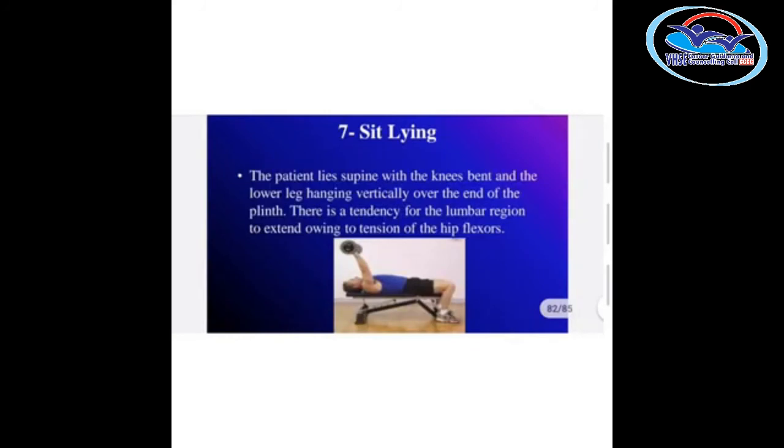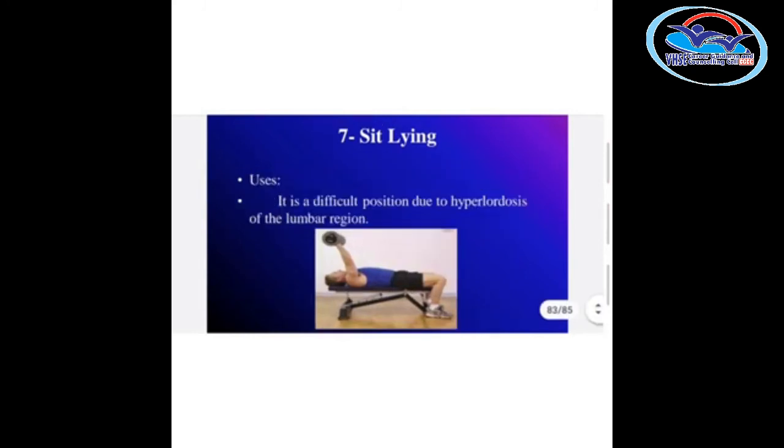The next one is sit lying. The patient lies supine with the knees bent over the lower leg. There is a tendency for the lumbar region to extend owing to the tension of the hip flexors in this position. It is a very difficult position due to hyperlordosis of the lumbar region.